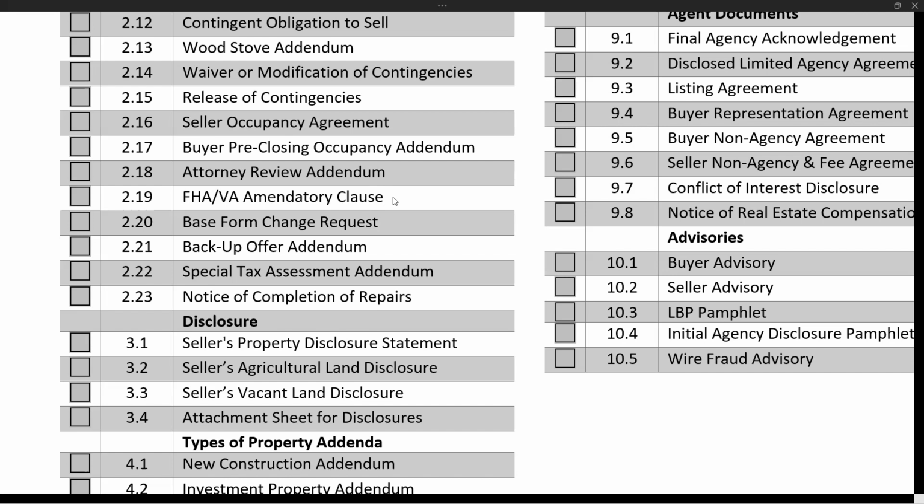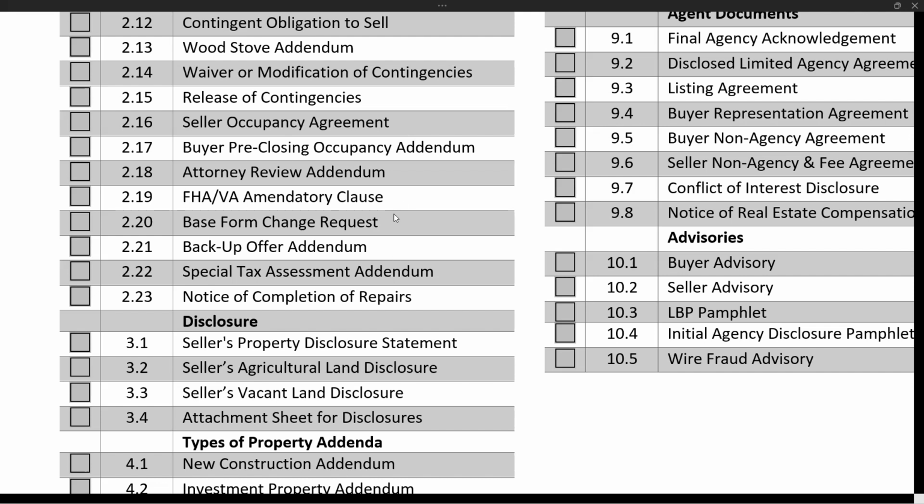2.19 is the FHA and VA amendatory clause. The FHA and VA amendatory clause applies to any situation where you have an FHA or a VA loan. In those instances, there are additional protections that are required of those loans and they can't be modified in some ways, so the amendatory clause must be involved.